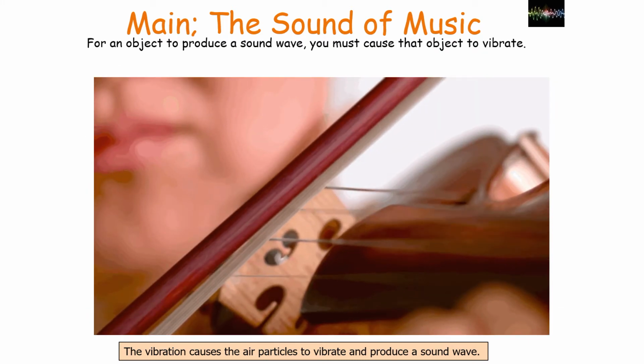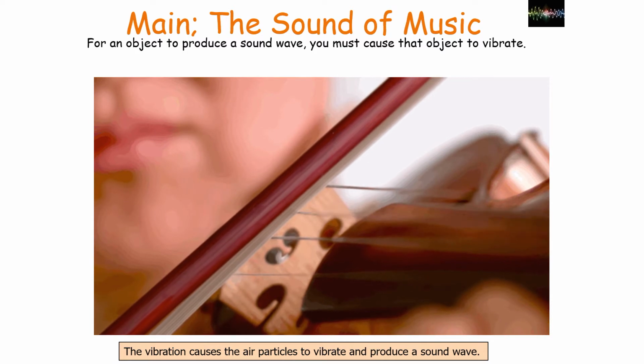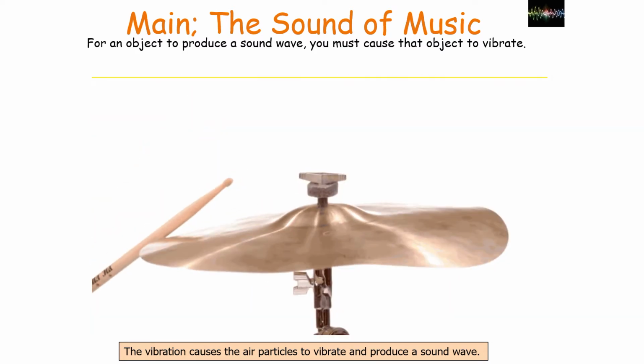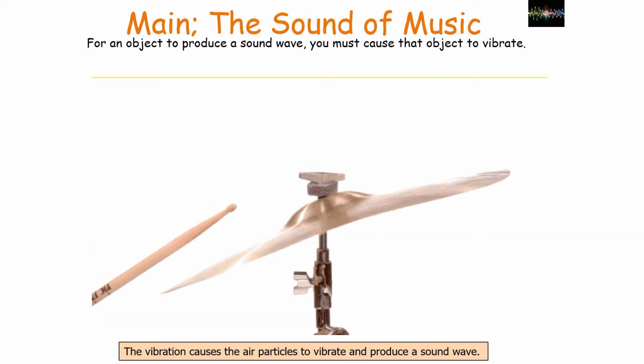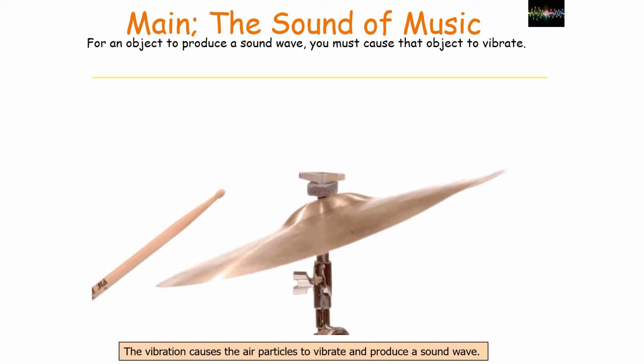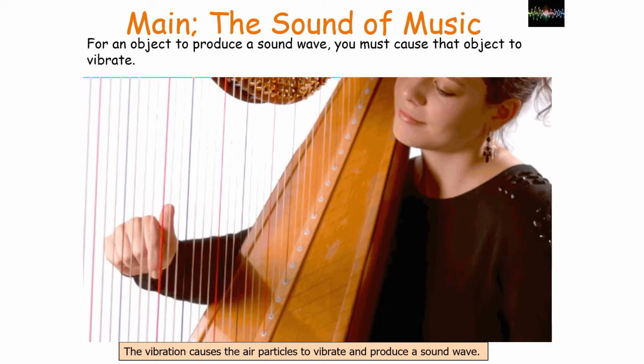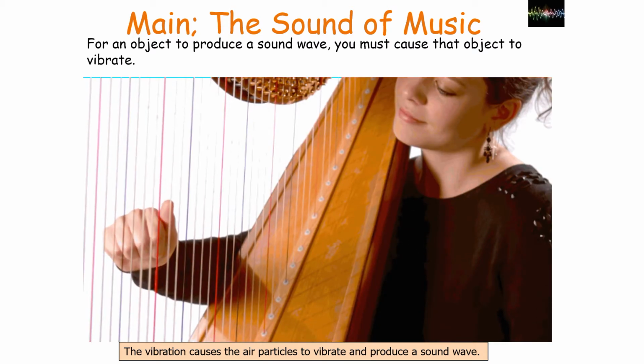So in this particular example, once again, there's a vibration in the string that's causing the air particles to vibrate and produce a sound wave. Here we've got a percussion where we're causing a vibration of the air particles around this particular instrument, and that produces a sound wave. Once again, around this particular instrument, the harp, there's a vibration being caused by the string which makes the air particles vibrate and produce a sound wave.